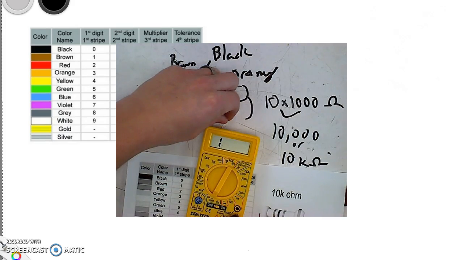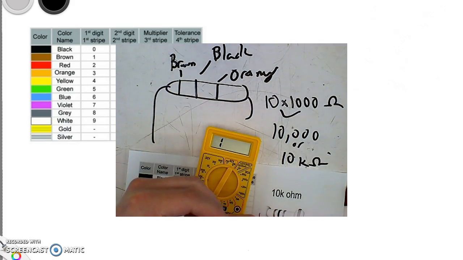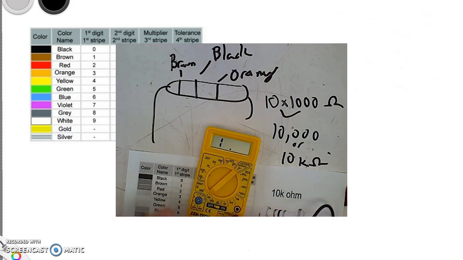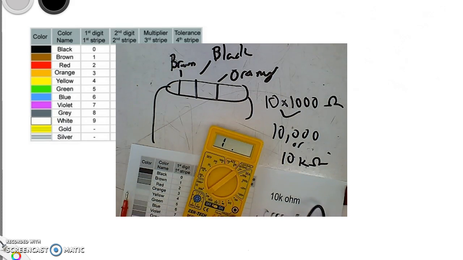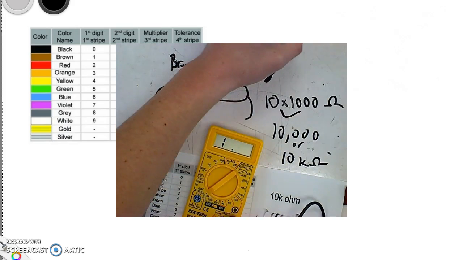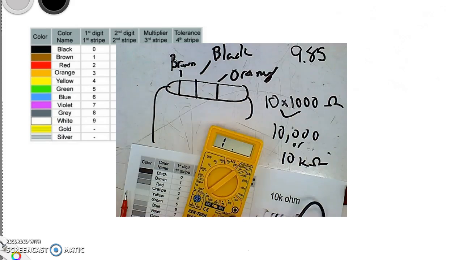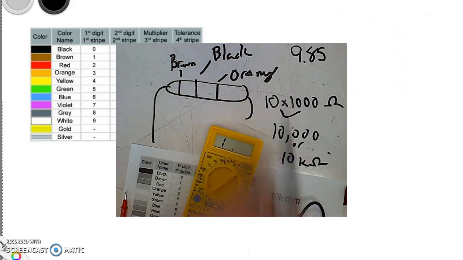If I put it on a range that's too small, what's going to happen is when I try to measure it, I'm just going to pinch the 2 ends here, and nothing shows up. Well, if I change it to the next setting of 20,000, and I hold the 2 ends, it shows about 9.85. Now, 9.85 is definitely not 10,000.